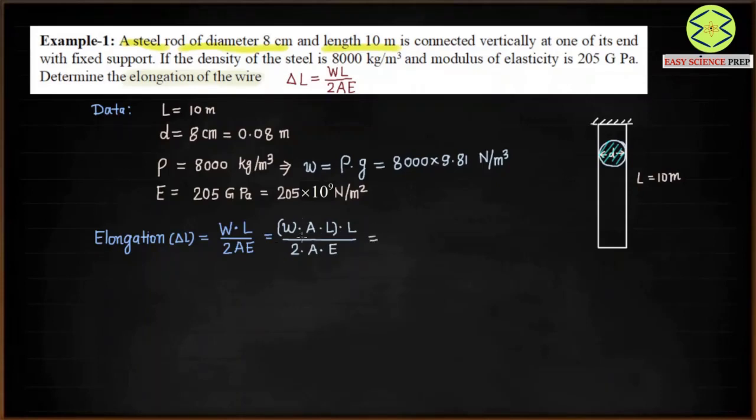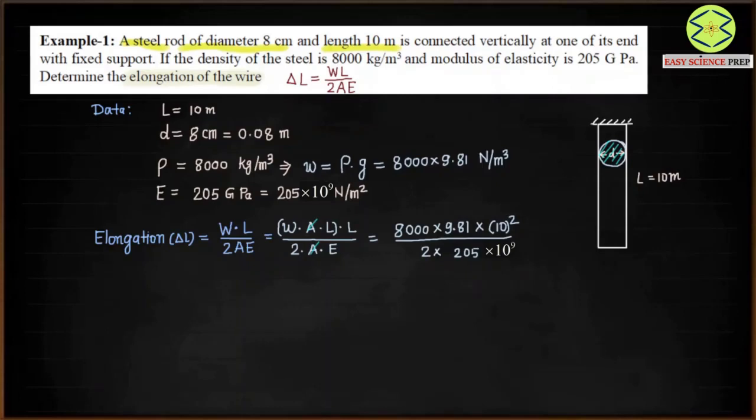We can put the corresponding values. Here we can cancel area of cross section from numerator and denominator. So what remains is weight density, 8000 into 9.81, into L square. Original length is given as 10 meters, so 10 meters square, divided by 2 into the modulus of elasticity, 205 into 10 raised to 9. You can see in this particular expression, the diameter is not important. The only important factor here is the length, right?